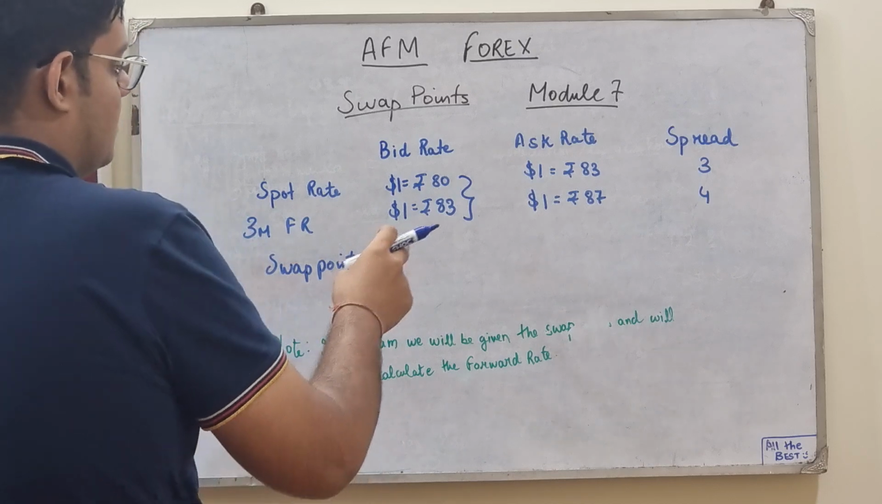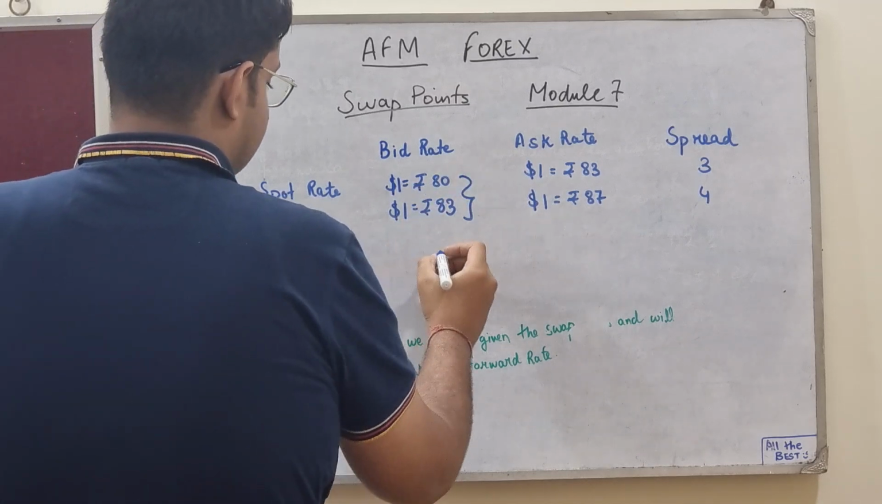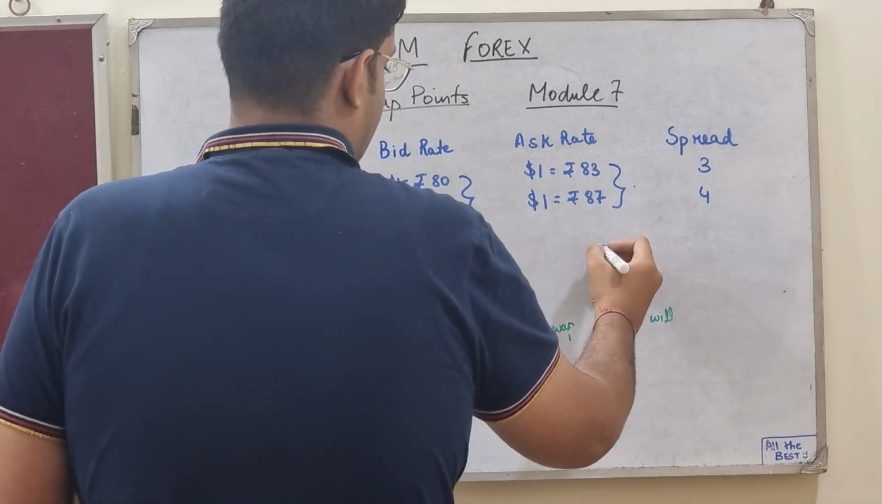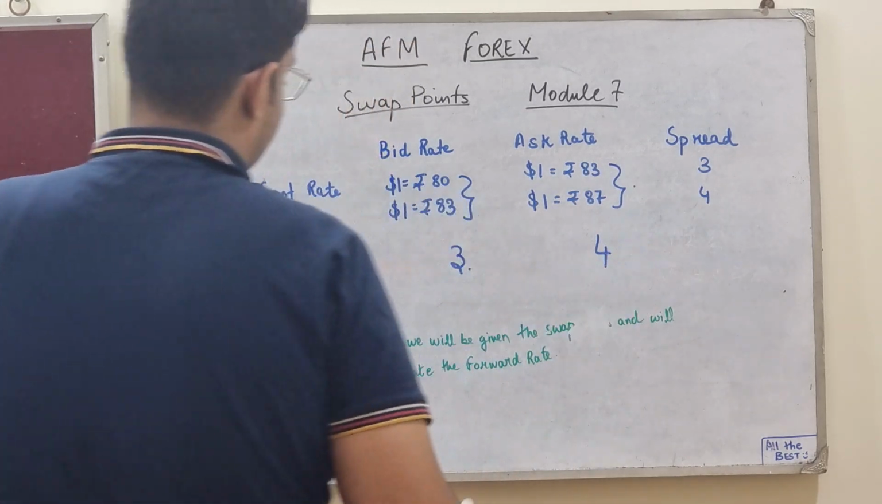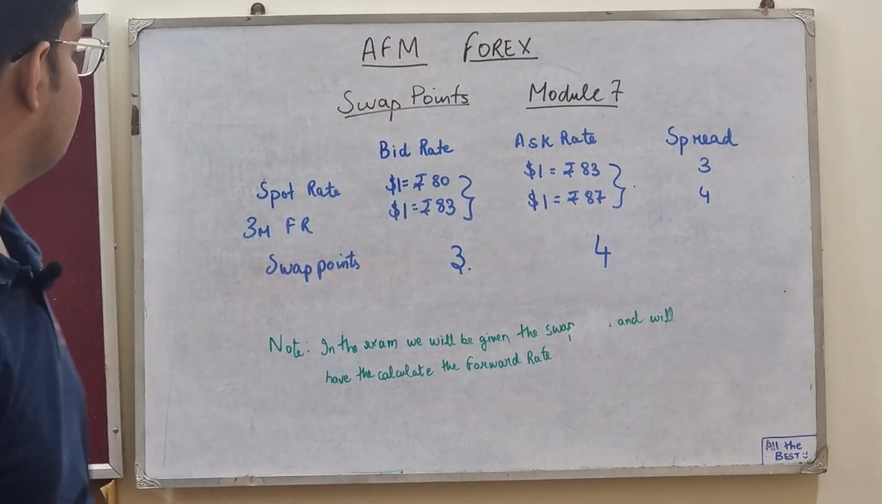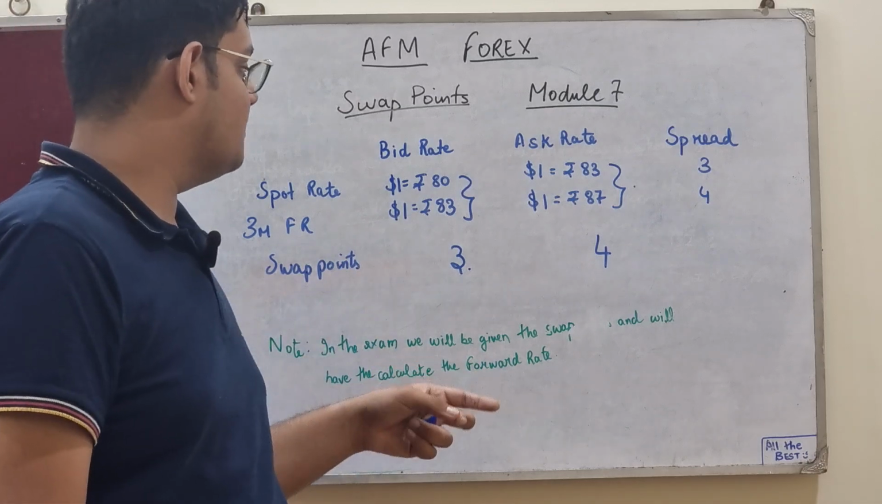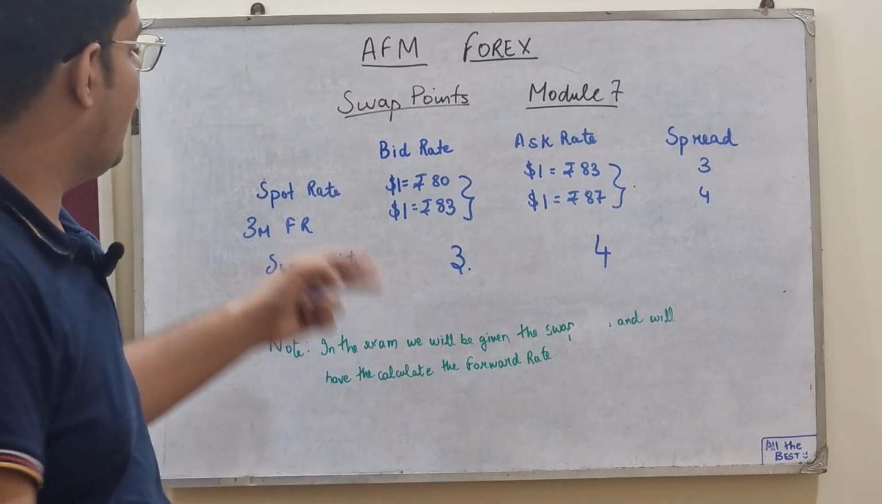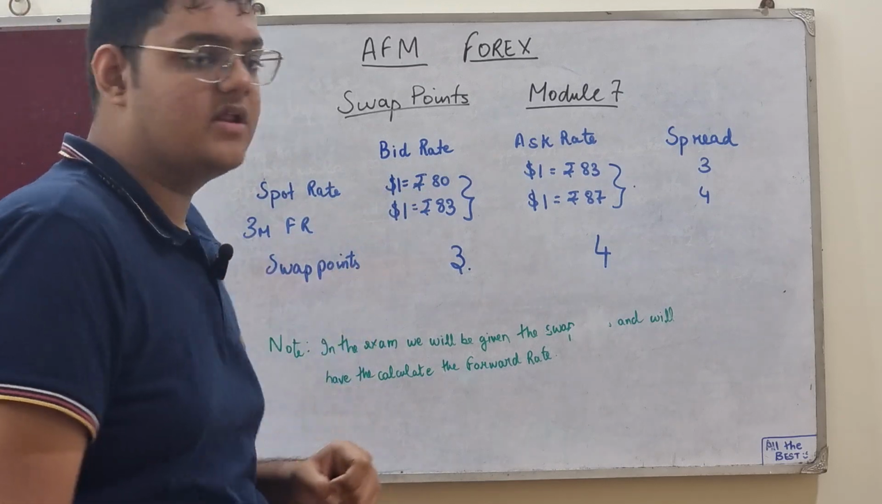For example, here the bid rate increases by 3, so we just write 3 here. And here the ask rate increases by 4, so we just write 4 here. So in the exam, the spot rate will be given as $1 is 80 rupees, $1 is 83 rupees, and the swap points is 3 and 4. So we just add that to the price to get the forward rate.